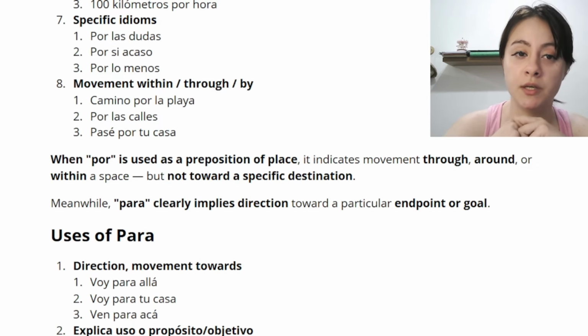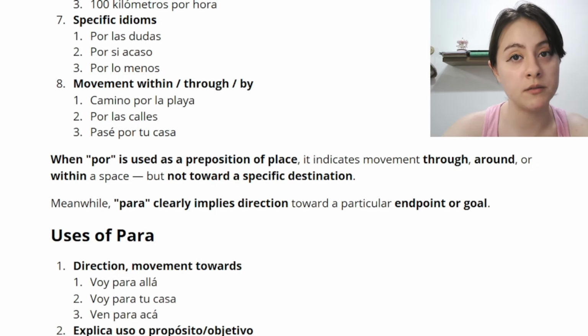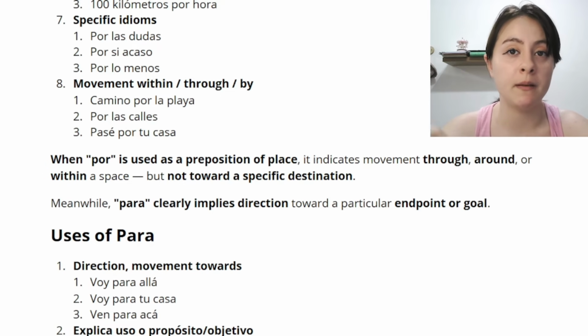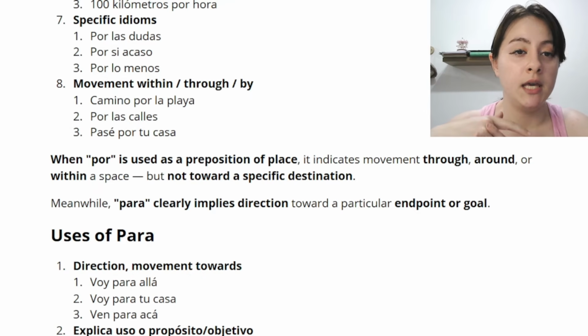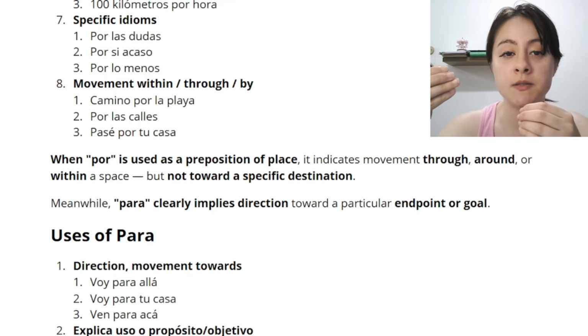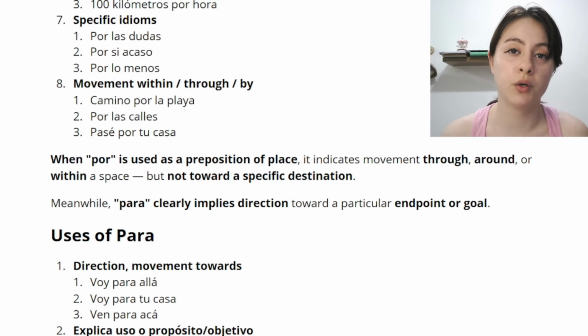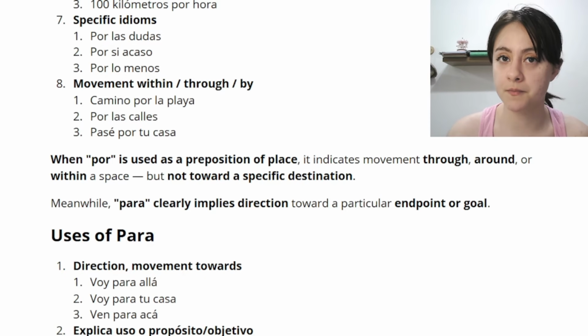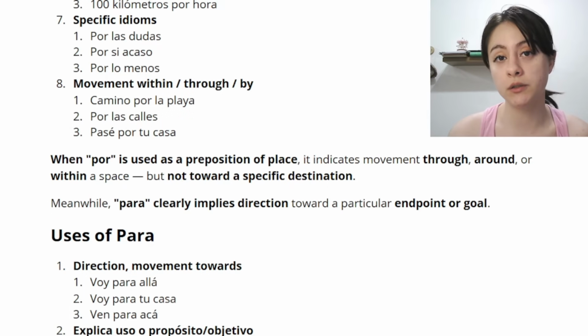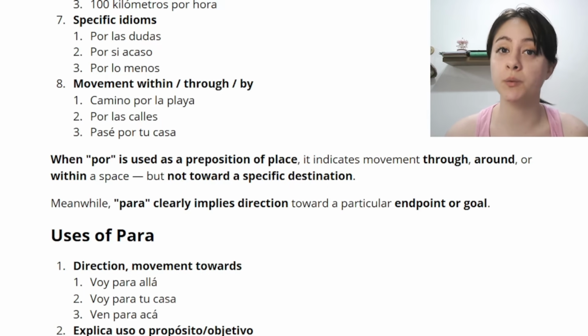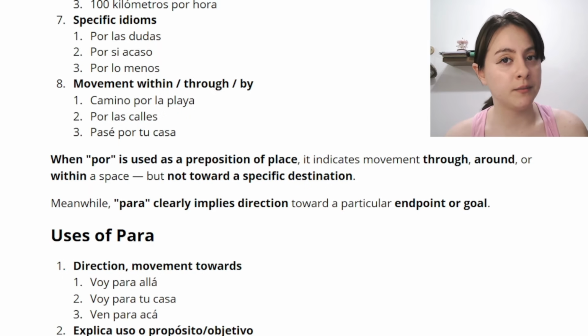Eighth use is to indicate movement in a place. But here's the difference with para, since para might also be used with places. Here, por indicates movement within or through a certain place. For example, I can say, camino por la playa. I walk through the beach, or I walk around the beach, by the beach. Right? So you're just walking there.